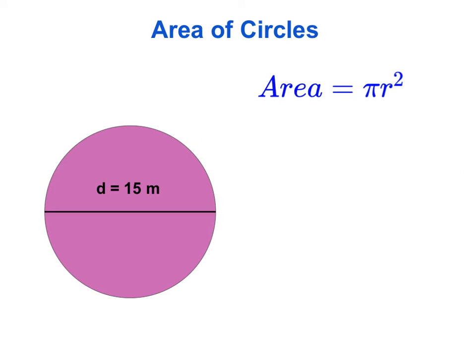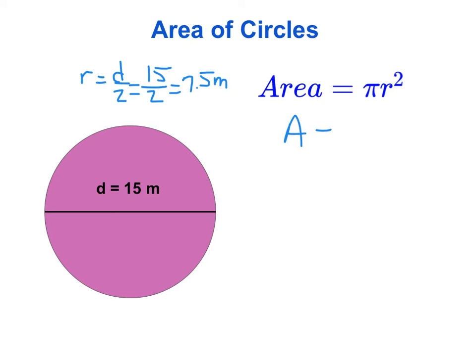In this example, now we're given a circle and instead of radius, we're given diameter. And if we look at the formula for area, I need to have radius. So the first thing I have to do is calculate what the radius is. So I know radius is the diameter divided by 2. In this case, my diameter is 15 meters. And when I divide that by 2, I get the radius is 7.5 meters.